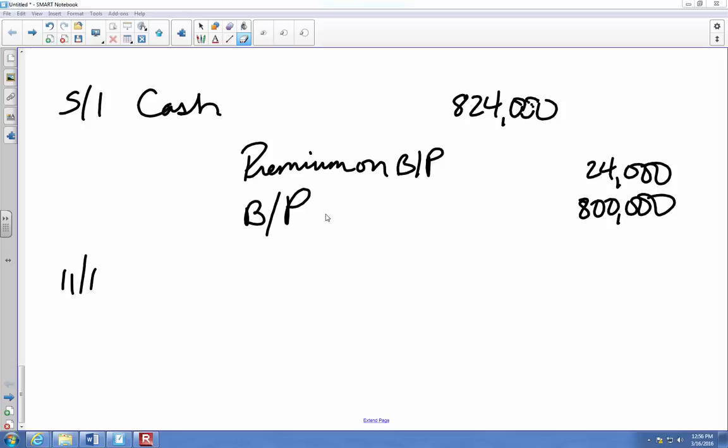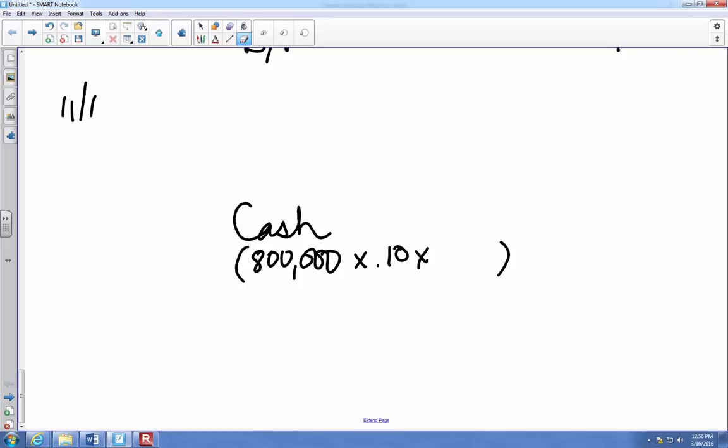What times what to get the cash? What's the principal? Times the rate, times the time. You're going to get the exact same number that you did before because that doesn't change the stated interest rate and the face value. It doesn't matter whether they're issued at premiums or discounts.